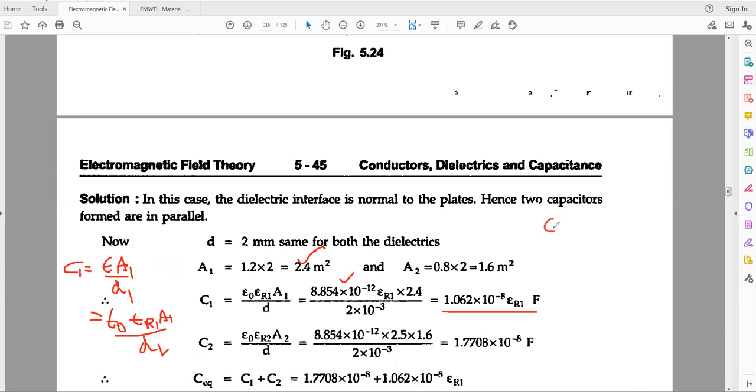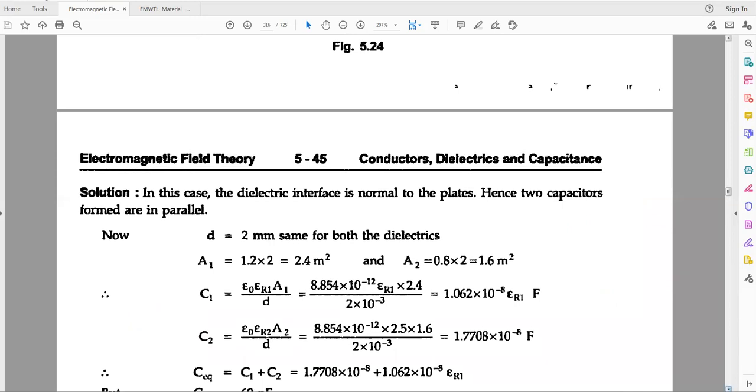And C2 is epsilon naught into epsilon R2 A2 by D2. D2 is 2 into 10 to the power of minus 3, that is milli, the distance. Then C2 is 1.7708 into 10 to the power of minus 8 farads. The equivalent capacitance, you can add the two, C1 and C2.